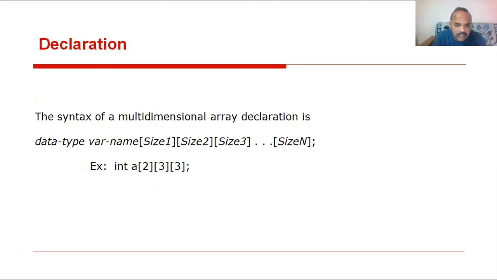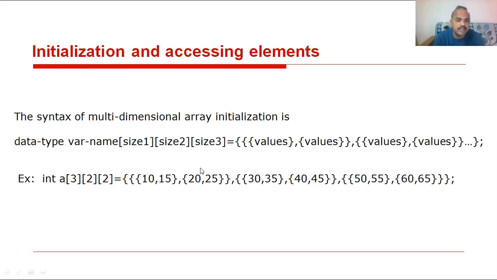So this is the general syntax of the multi-dimensional array declaration. Variable name, size 1, size 2, size 3, and so on, size n. Integer a of 2, 3, 3. These are all the multi-dimensional array elements, or three-dimensional array elements. Okay, clear? Then 3, 2, 2. Here how many rows and how many columns?